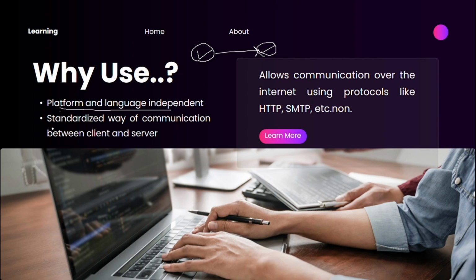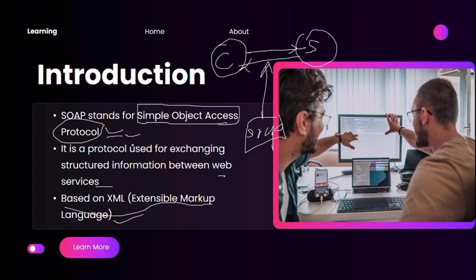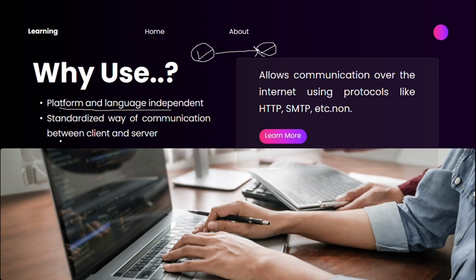Now second is a standardized way of communication between client and server. As I have told, the communication between client and server is done by the Simple Object Access Protocol. This is the use of SOAP, a way of communication between the client and the server. There is also a note: it allows communication over the internet using protocols like HTTP, SMTP, etc.